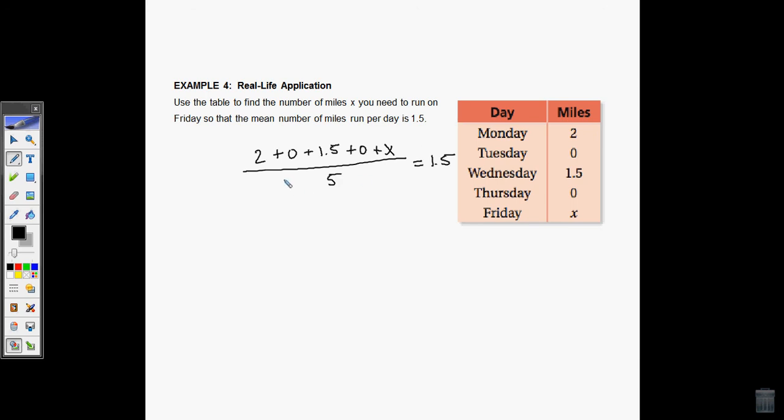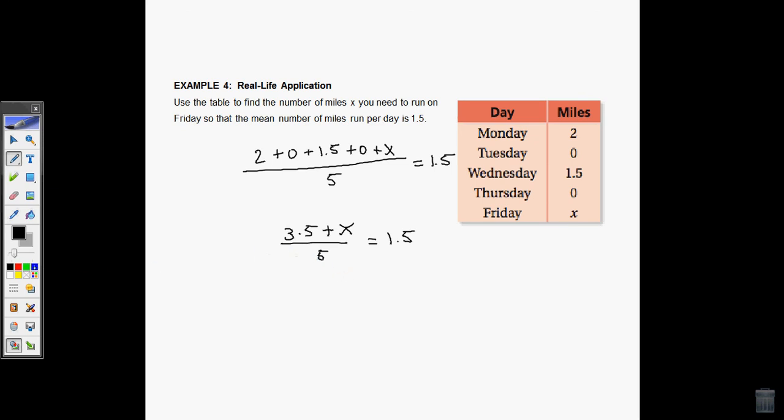Alrighty, so let's simplify this top here. I know that I have like terms on the top, so let's combine them. I have a 2, a 0, a 1.5, and a 0 that are all like terms on the top. So that makes 3.5 plus x, because I can't combine these as they're not like terms, over 5 equals 1.5. Now I have a multi-step equation here, which is going to be pretty simple to solve as long as I can do my order of operations correctly.